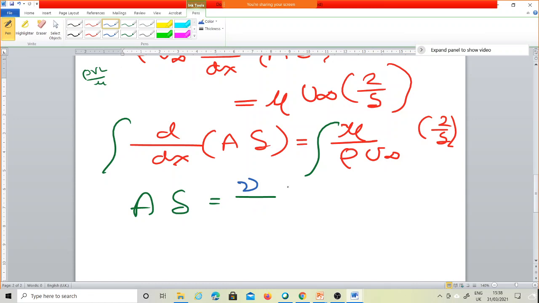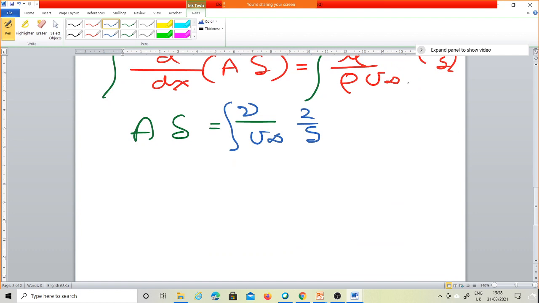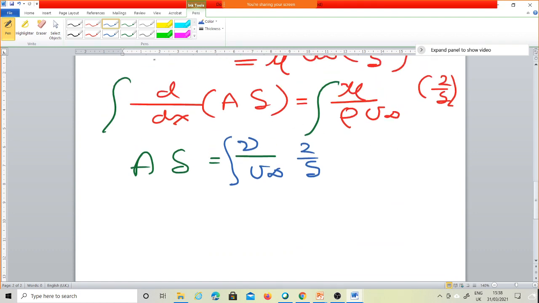So mu by rho is nu, and then you have the u infinity, and you have the integration 2 by delta, right? The integration is with respect to x, right? So in this case, if you integrate, these are all constant values, okay? So I just erase this integration and put the value x. I have the integrating constant, but that integrating constant should be 0 actually, okay? So you can avoid it for now.